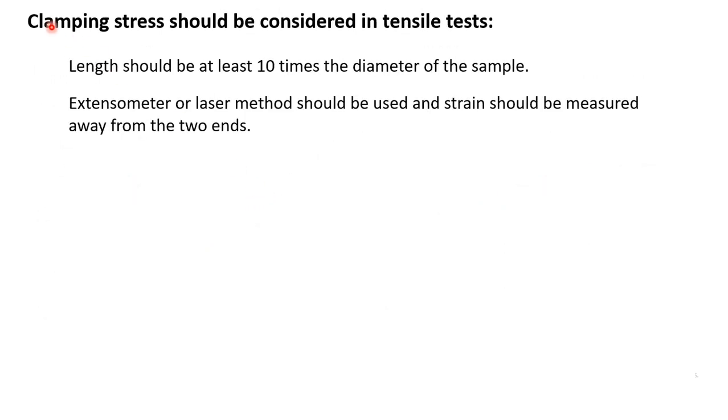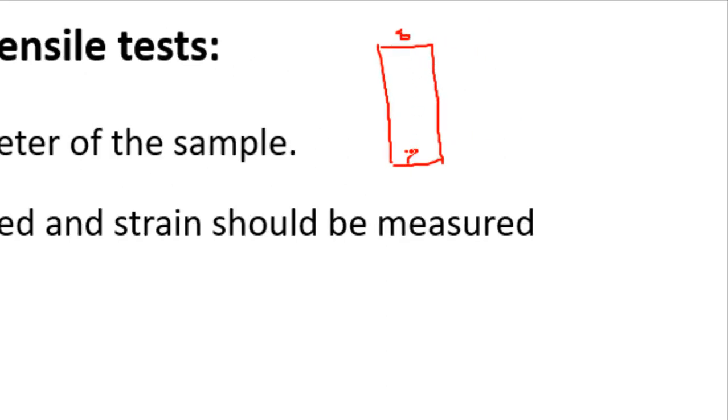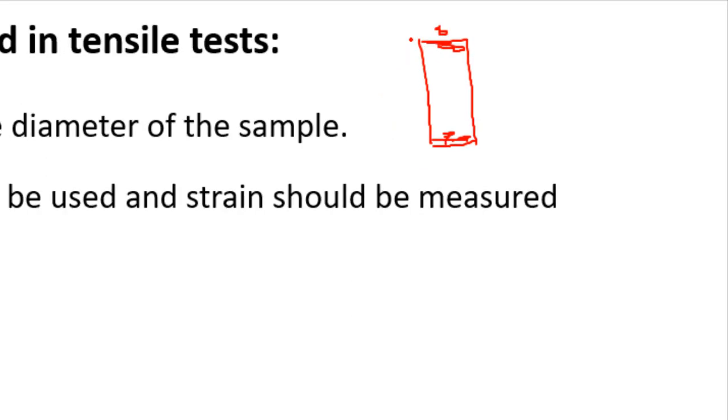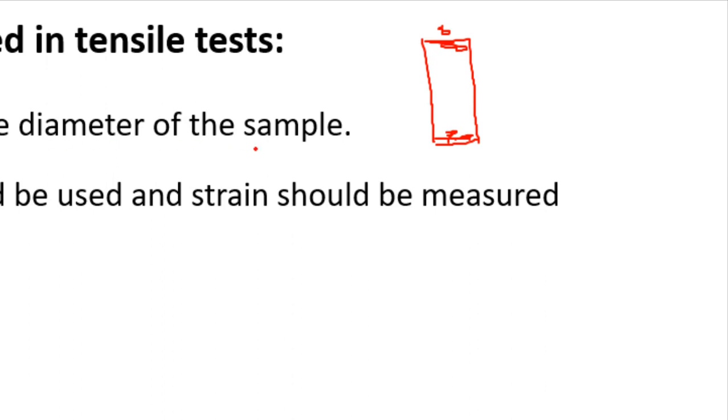Other important aspect is clamping stress should be considered in tensile tests. In tensile tests, we have to use a small specimen and we clamp in these areas. So in the top side and the bottom side, we clamp the specimen. So this clamping stress is very important because stresses in the clamps region will vary greatly from those in the bulk of the specimen. So whatever stress we see here will be different from the stress in the bulk of the specimen. So to avoid this issue, length should be at least 10 times the diameter of the sample.